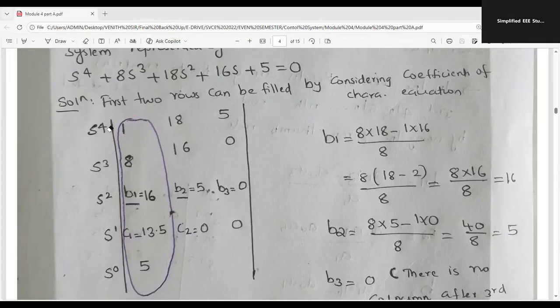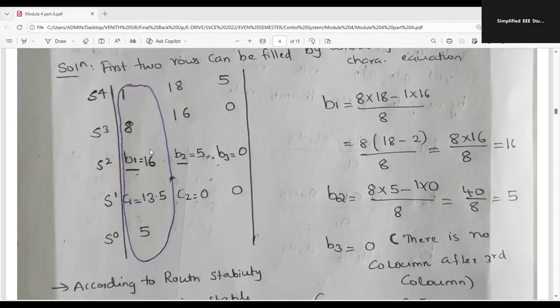As soon as you fill the elements of the Routh array for the first two rows, next, let us find out the remaining elements. How do you find the remaining elements? Very simple. First, you have to find out this position. I want to find out this element. How to find it? Let us consider these two rows and these elements.